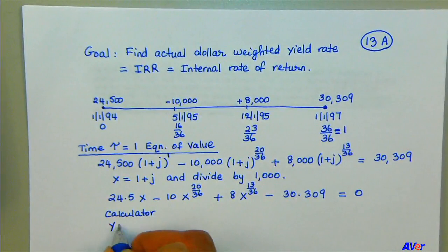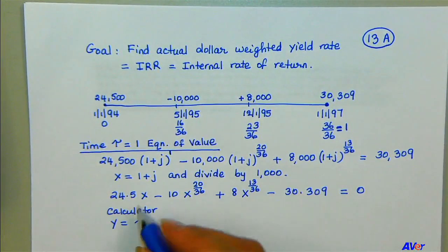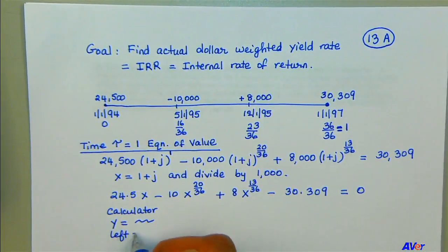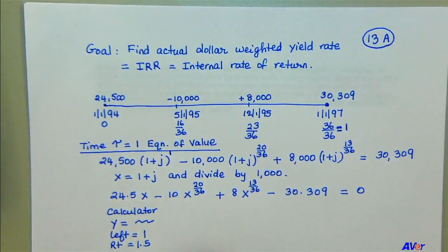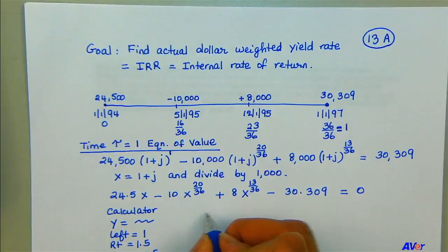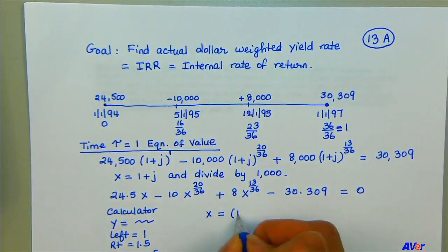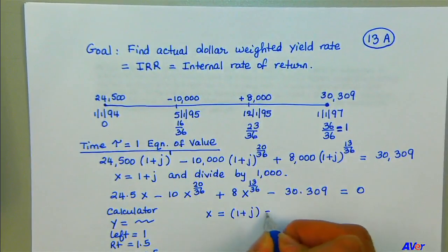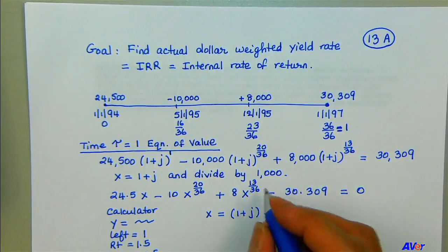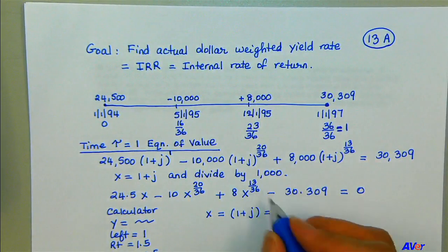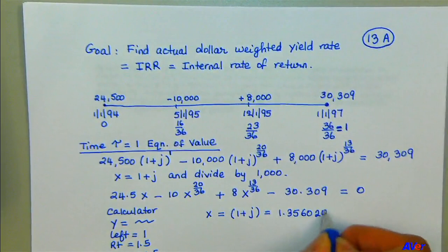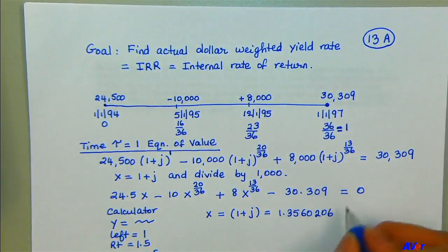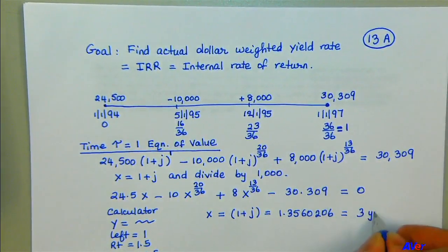I did y equals, I put the equation in, and I said left bound equals 1, and right bound equals 1.5, and guess equals 1.5. And I got x, which is really 1 plus j, equals 1.3560206. And that's a 3-year return.